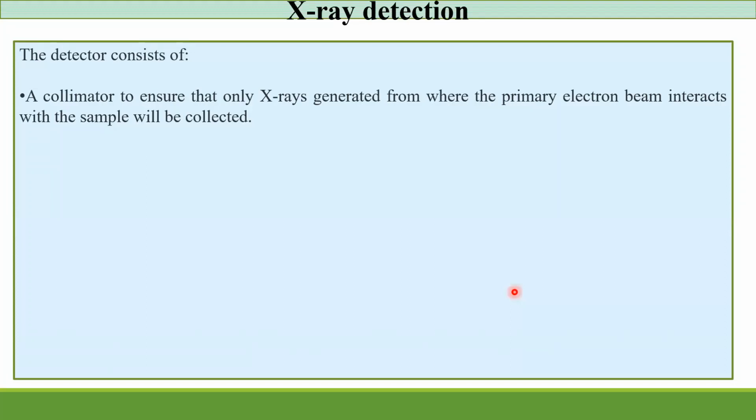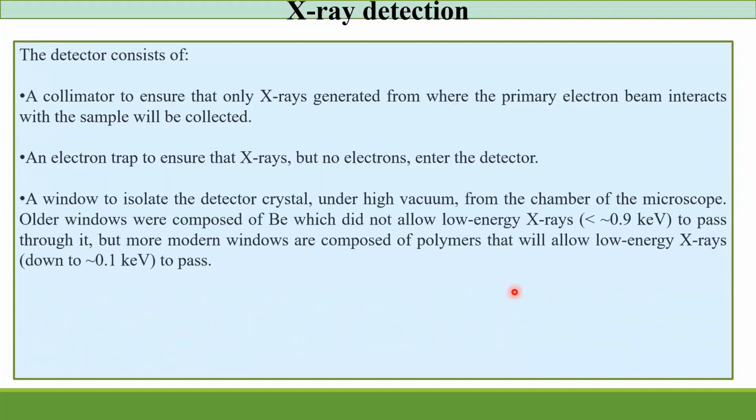Only the X-rays generated from the primary electron beam interacting with the sample will be collected. It avoids other X-rays. Then there is an electron trap to ensure that X-rays, but no electrons, enter the detector. A window isolates the detector crystal under high vacuum from the chamber of the microscope. The older windows were composed of beryllium, which did not allow low energy X-rays, less than 0.9 keV, to pass through, but more modern windows are composed of polymers that will allow low energy X-rays to pass. That's why in advanced EDS, the beryllium window has started to be replaced with other types of materials.